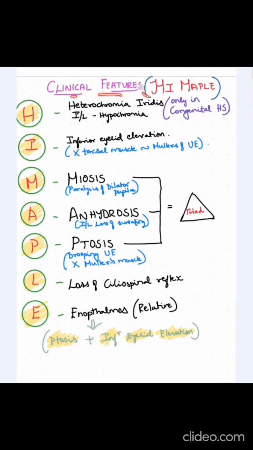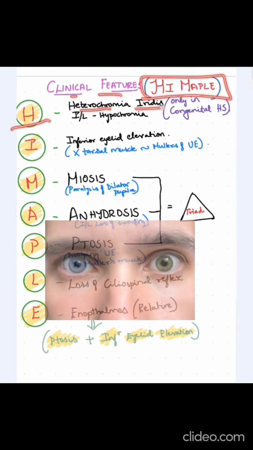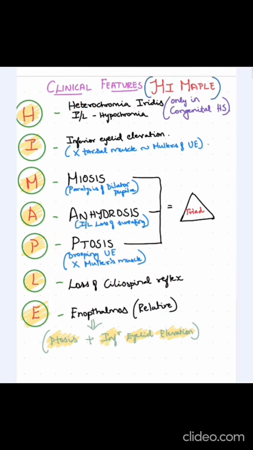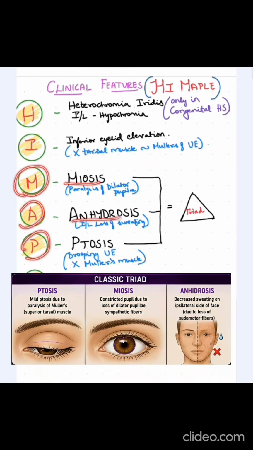For clinical features, remember the mnemonic HI MAPLE. H for heterochromia iridis, that is ipsilateral hypochromia. This is seen only in congenital Horner syndrome. I for inferior eyelid elevation due to paralysis of the tarsal muscle, which is analogous to the Mueller's muscle of the upper eyelid. Then MAP stands for miosis, anhidrosis and ptosis, which form the classical triad of Horner syndrome.